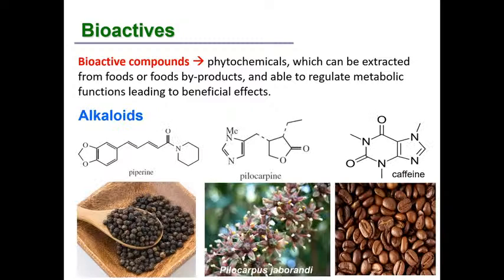Another type of bioactives, very representative ones, is the class of alkaloids. We have many types of alkaloids. I just picked the more known ones. Here the piperine from black pepper, used in foods. We have the pilocarpine from Pilocarpus jaborandi, and caffeine from coffee and tea and many other types of foods. And pilocarpine is used in ophthalmic eye drops against glaucoma.